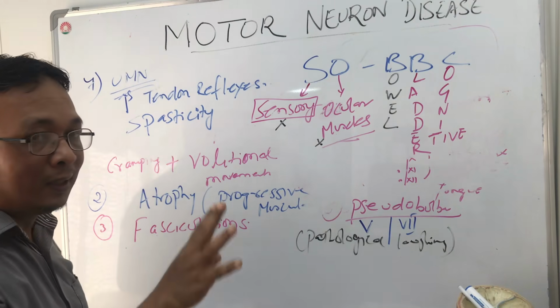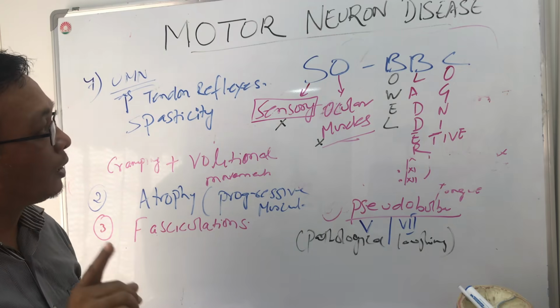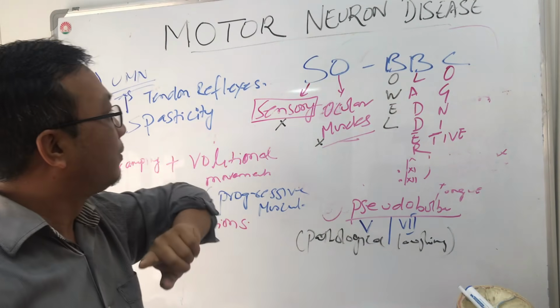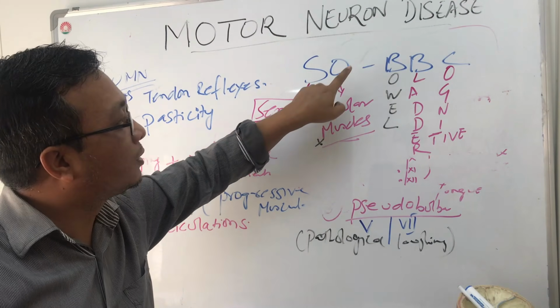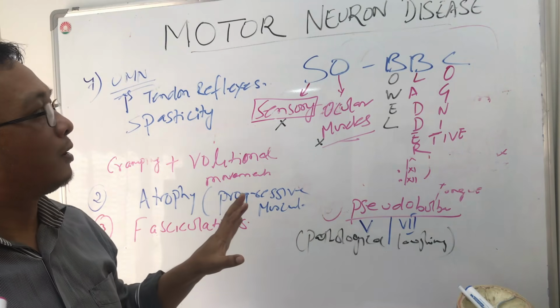We all know the clinical features. There are some upper motor neuron and some lower motor neuron signs, but you have to keep this in mind when you do the differential diagnosis. That is called SOBBC: sensory system, ocular muscles, bowel, bladder, and cognition not affected.